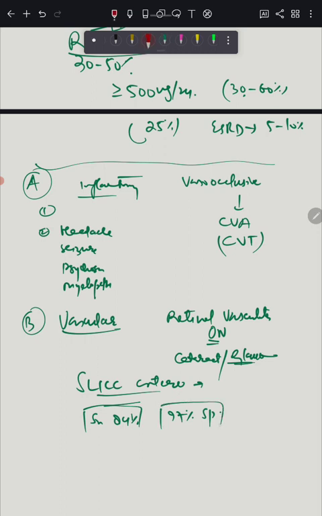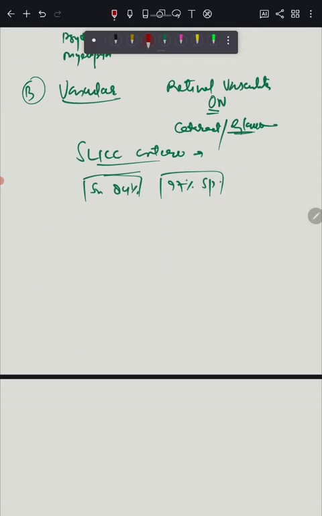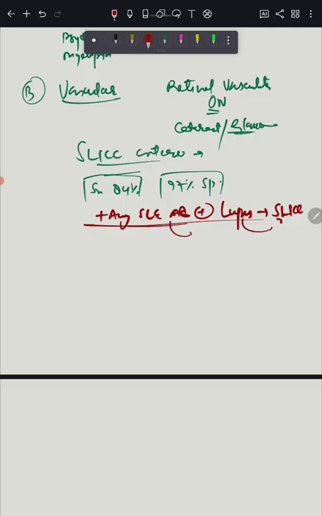So renal biopsy suggestive of lupus nephritis plus any SLE antibody, then the SLICC criteria gets fulfilled here. So any SLE lupus nephritis plus any antibody of lupus, and second is any 4 criteria, of which at least 1 should be clinical and 1 immunological.